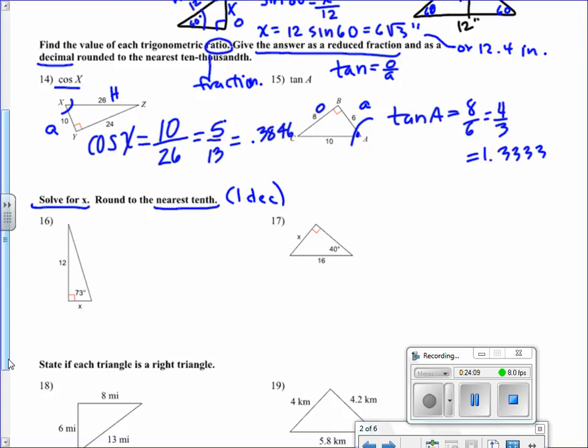I'm only going to label what I need. So this angle here is a 73-degree angle. So this would be the adjacent side. This would be the opposite side. So I'm going to use the tangent function.